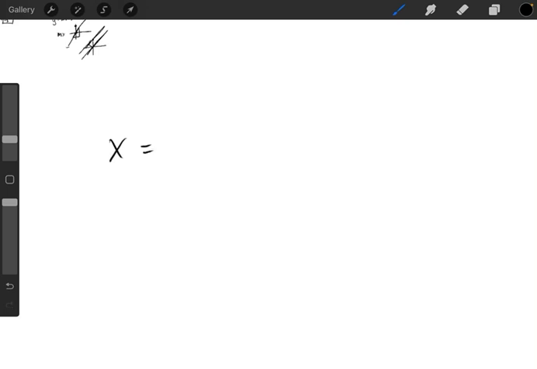Let's make an equation. x equals t cubed plus t plus 5, y equals 2t squared plus 2, and z equals t squared plus t.